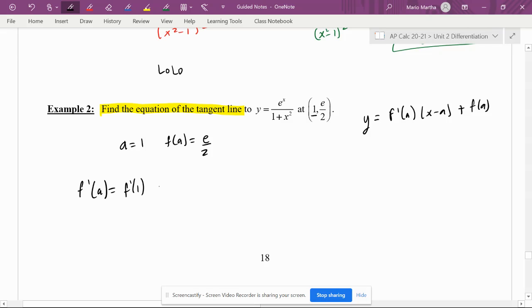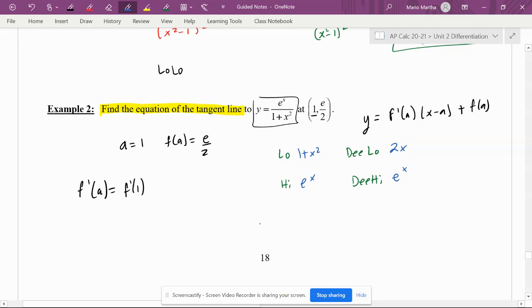So here to find that, I'm going to have to use the quotient rule again: low, high, d low, and d high. The low function is 1 plus x squared. The derivative of that would be just 2x. The high function is e to the x, and of course, the derivative of e to the x is just again e to the x.